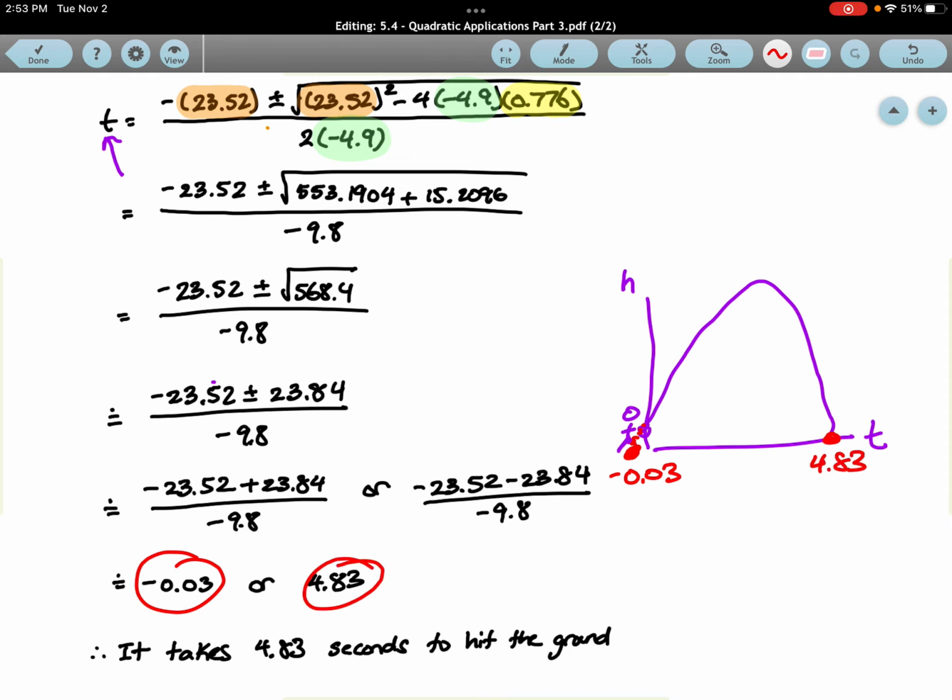So if we're going to ask, when did the ball hit the ground? It hit the ground at this one, not this one, because there's no such thing as negative 0.03 seconds. So the ball is going to take about 4.83 seconds to go into the air and then land back on the ground. And that is the end of all of our word problems.